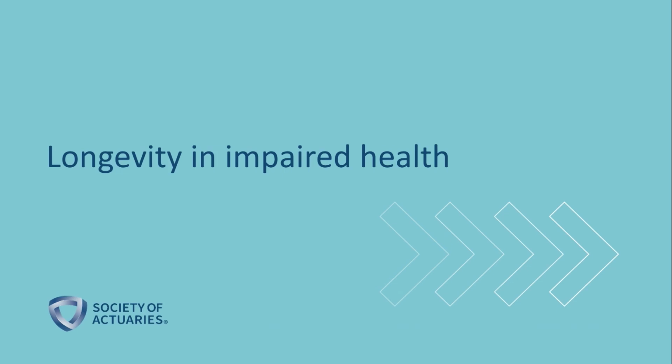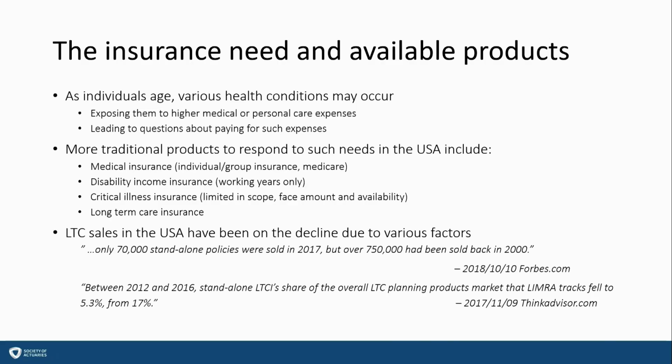So when looking at what happens in older age and you get sick, really we're looking at covering the needs of individuals, a lot of time medical needs or comfort needs that they have. And the products that exist in the US: medical insurance, disability income insurance for working years, and critical illness, which is still quite limited in scope in the US, but that also is a product. And usually the one that comes to mind when you think of older people getting sick is long-term care.